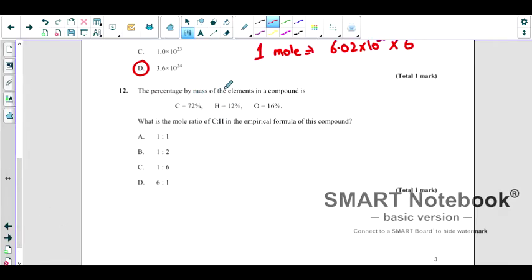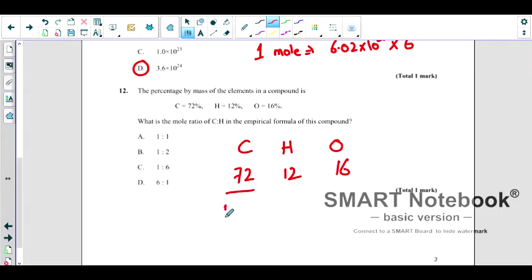The percentage of mass of the element in a compound is this. What is the mole ratio of carbon to hydrogen? There are 3 elements here, but he has asked only for carbon and hydrogen, so we don't care much about oxygen here. We follow the same steps.